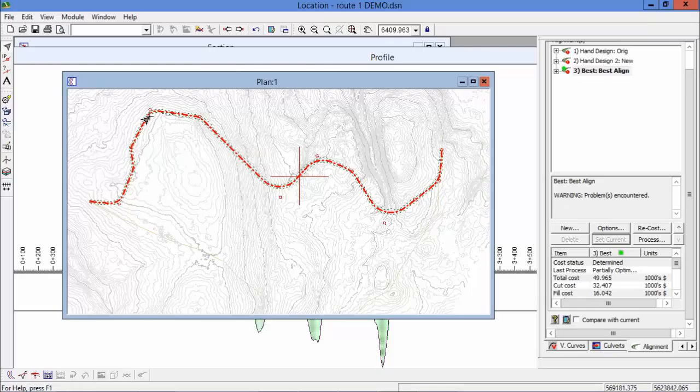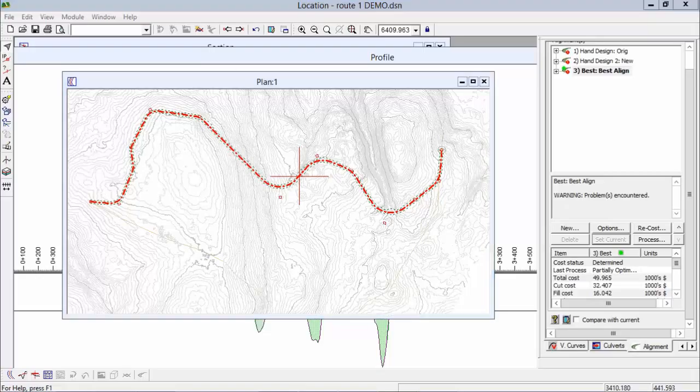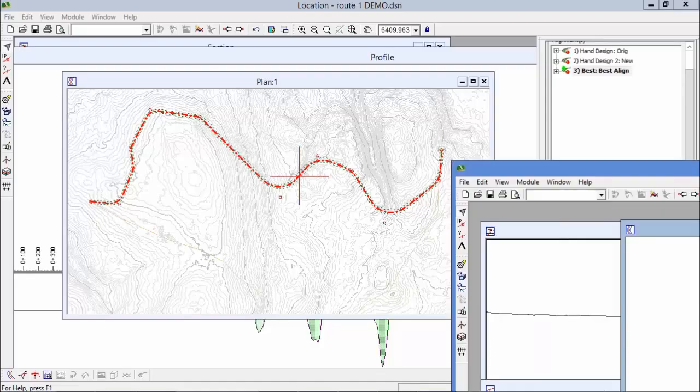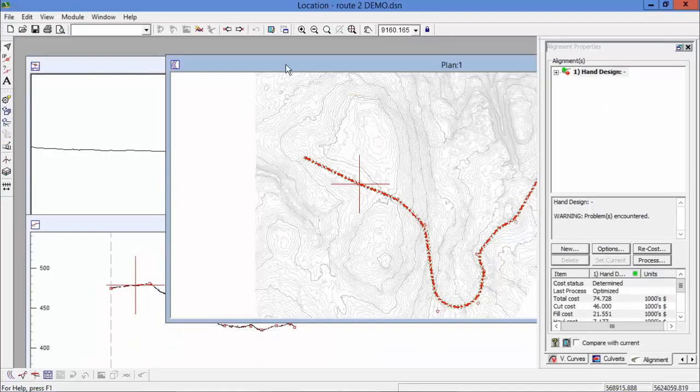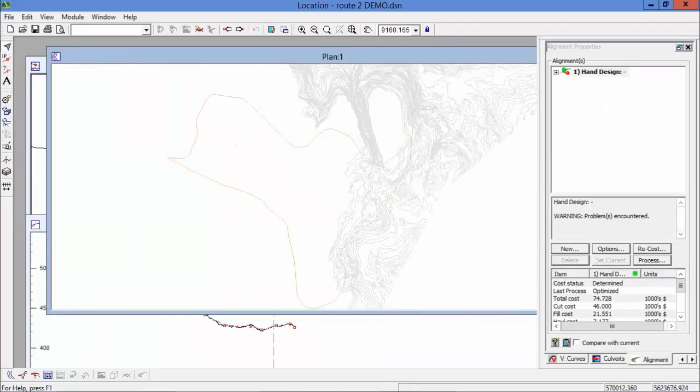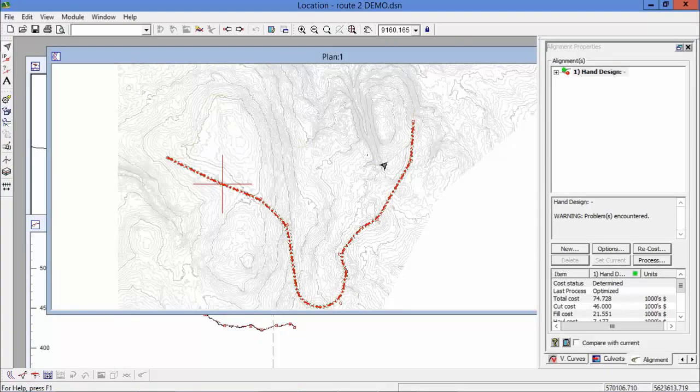So here's the first horizontal alignment I had, and here I'm going to move a second instance of the road edge. Okay, there you go. So you can see that the first alignment was going to be above the hill and then skirting around here, while the second alignment is going below the hill. So this is a second possible horizontal alignment.